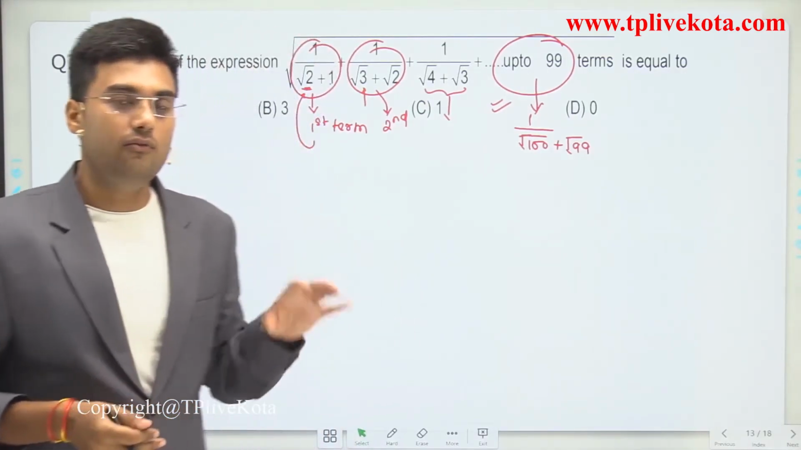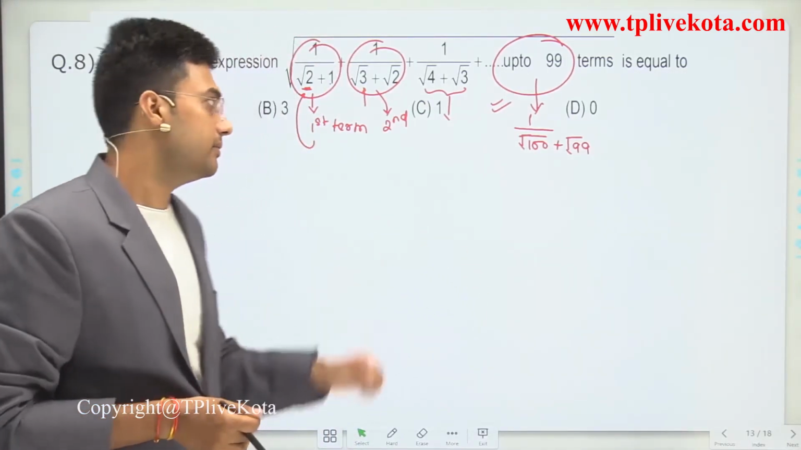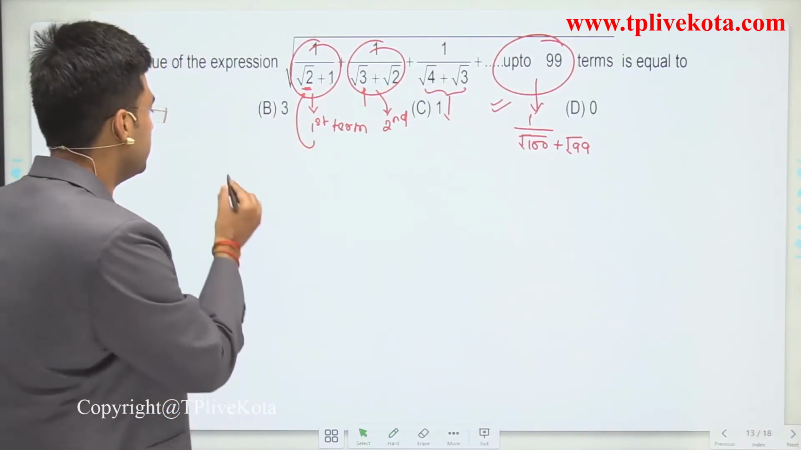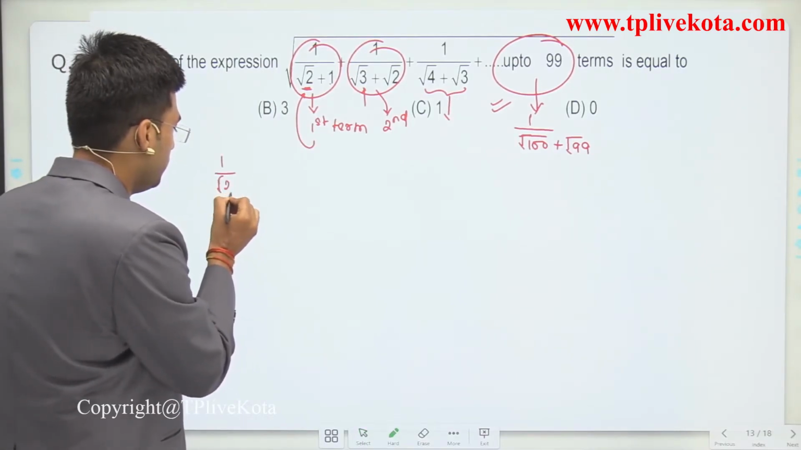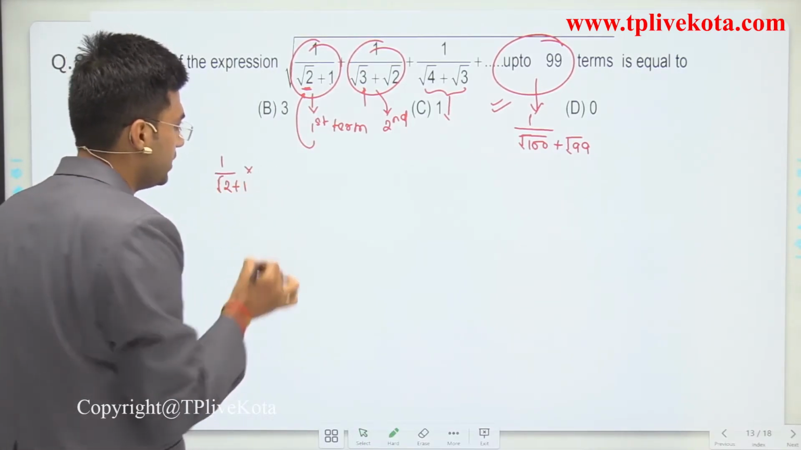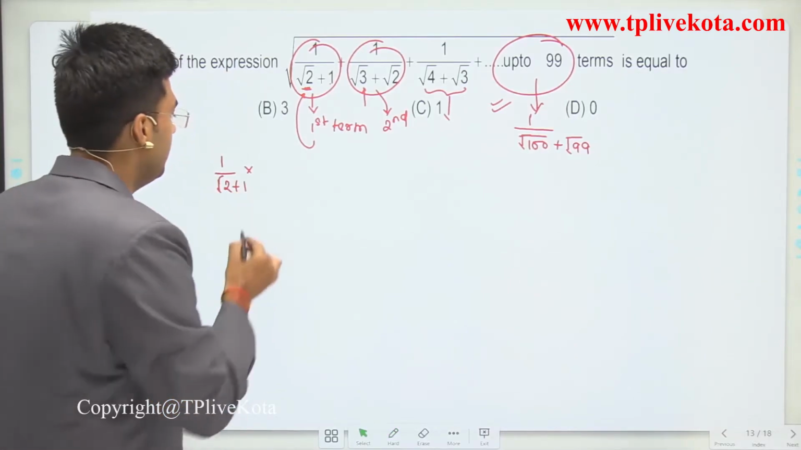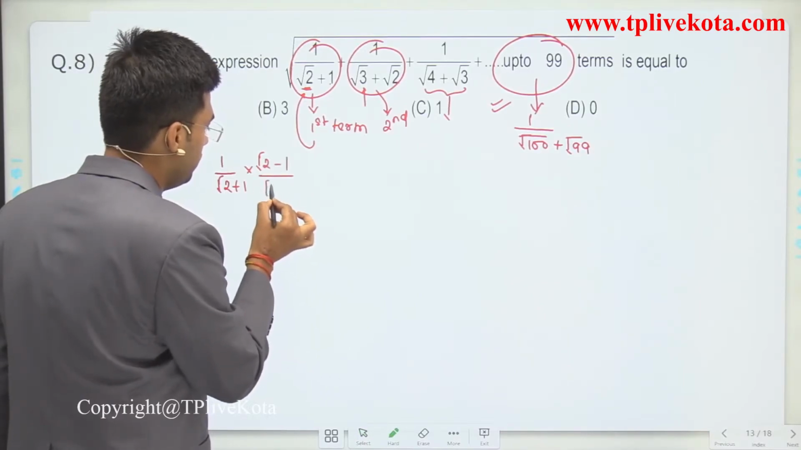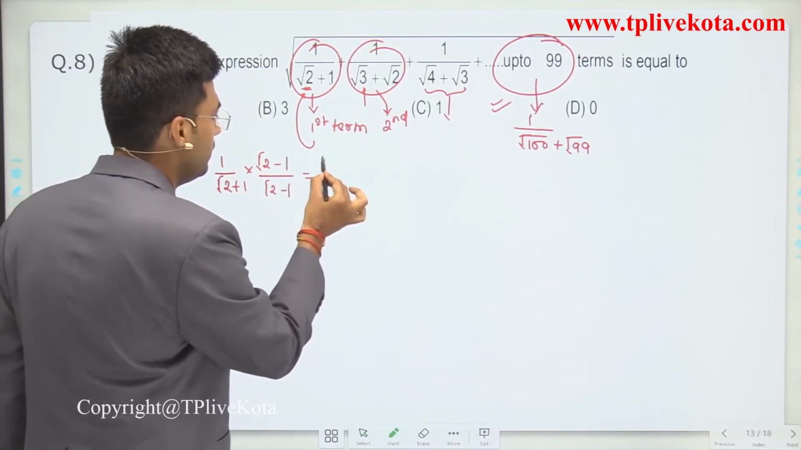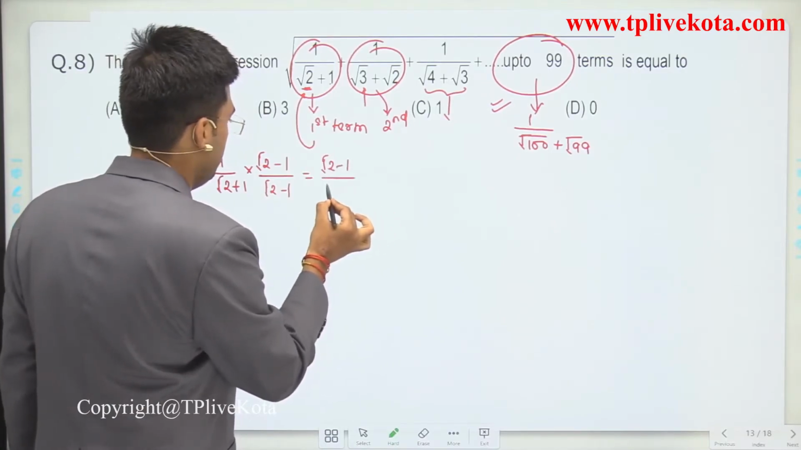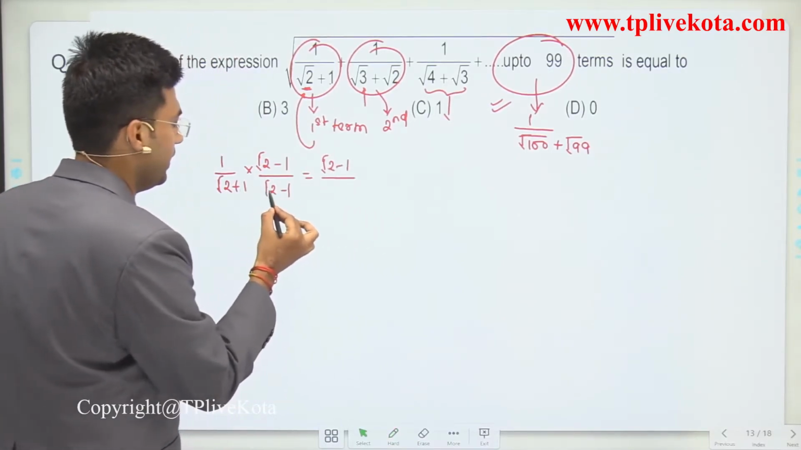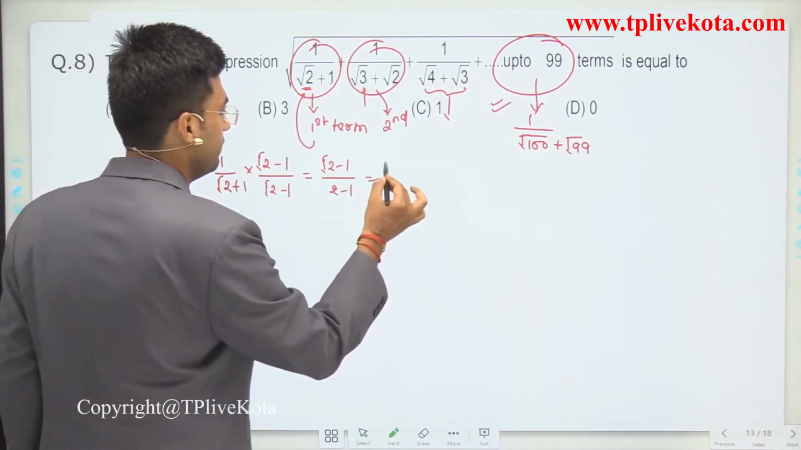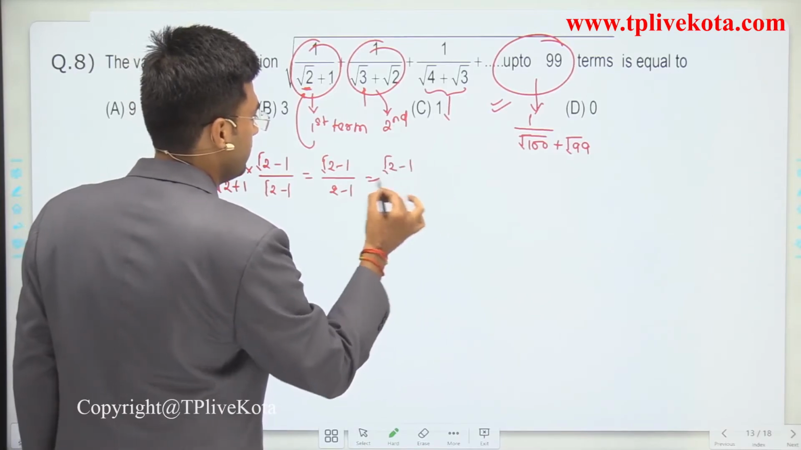Now we use rationalization of denominator. So we rationalize the denominator for the first term, and it is 1 upon root 2 plus 1. We have to rationalize the denominator root 2 plus 1, and here we have to multiply by root 2 minus 1 divided by root 2 minus 1, and it is equal to root 2 minus 1 divided by root 2 plus 1 multiplied by root 2 minus 1, we will get 2 minus 1, that is equal to root 2 minus 1.